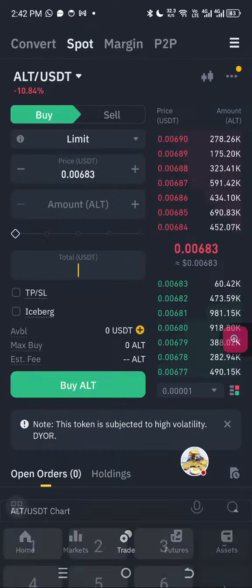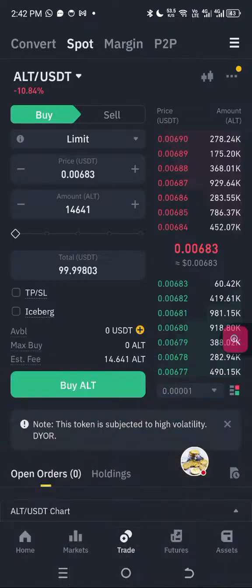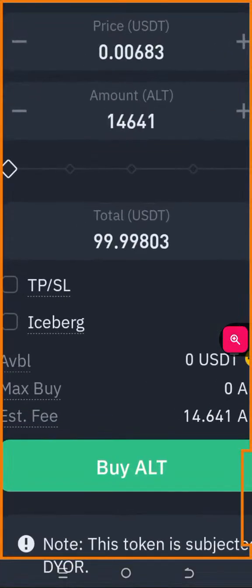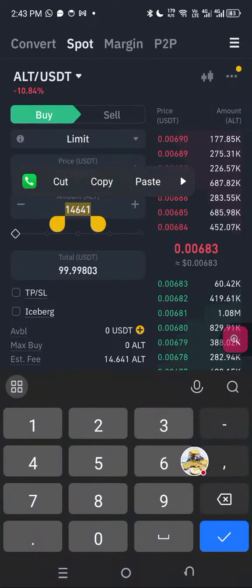So now let's put in $100. Why do I always like using $100? Just so I can easily get the percentage. You can use $200, $500, $1,000, $20, $50, any amount you want. But the reason why I'm using 100 is so that I can easily calculate. So you can see that when I put in 100, it picks up 99.99, which is good, and we are supposed to get 14,641. So let's copy that number of pieces.